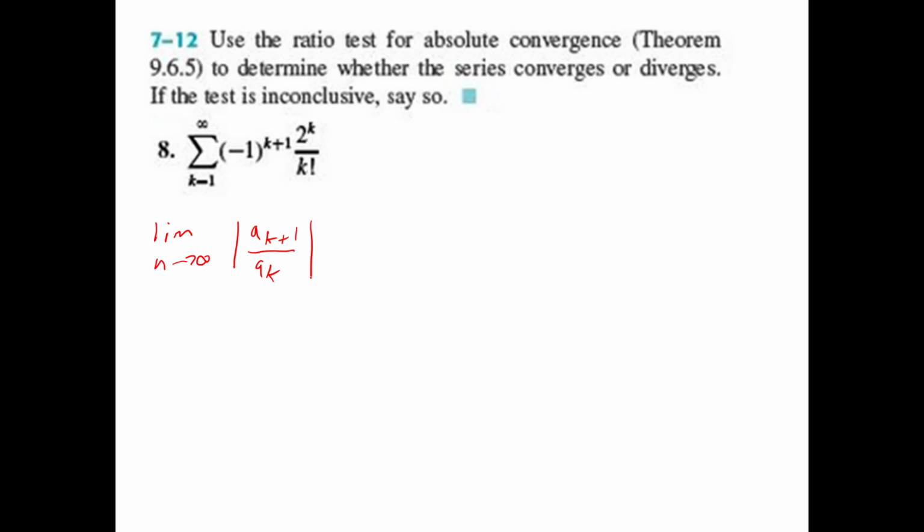This then gets me my positive terms, and if this limit is bigger than 1, the series diverges. If this limit is less than 1, the series converges. If it's equal to 1, it's inconclusive. So notice that we have this factor here, and all this does is change my terms to go from positive to negative, positive to negative. And so when we take the absolute value, all that does is get rid of this term. And so the absolute value of a sub k is just going to be 2 to the k divided by k factorial.